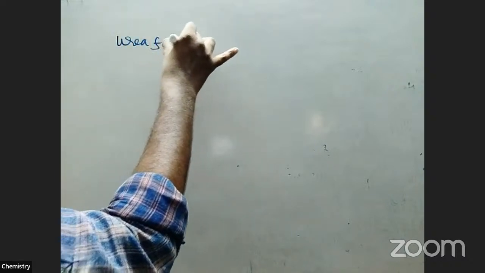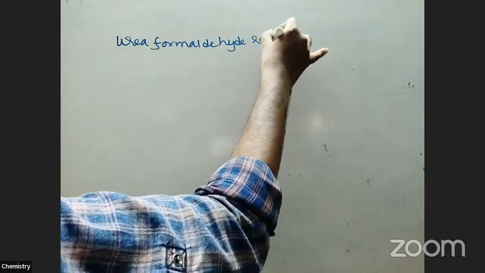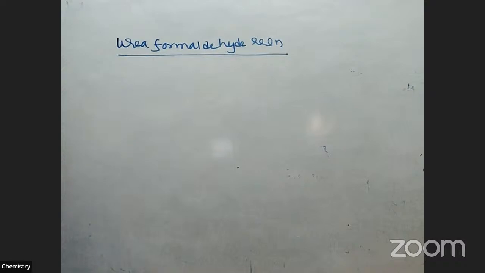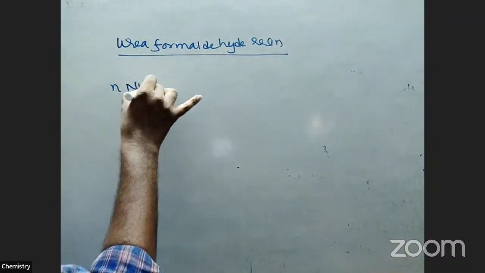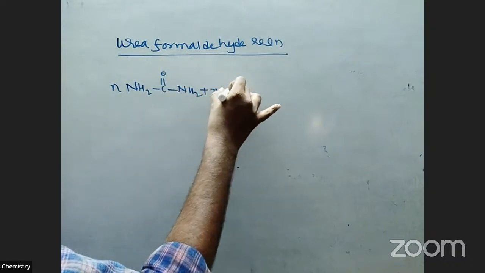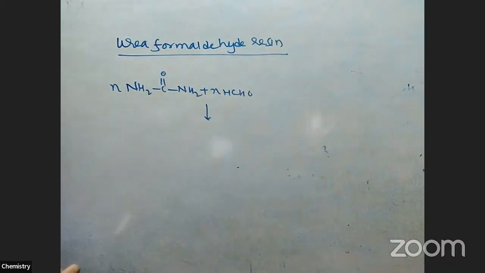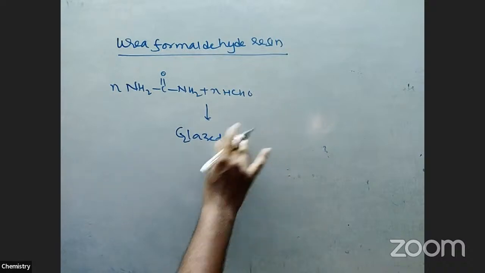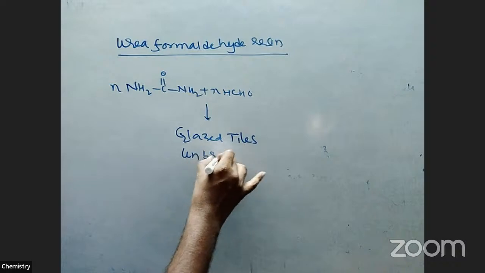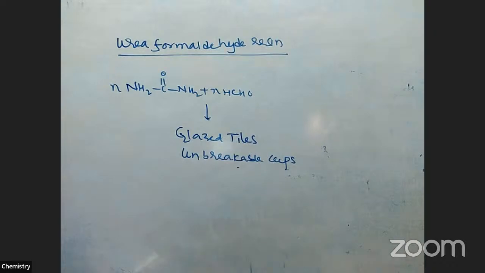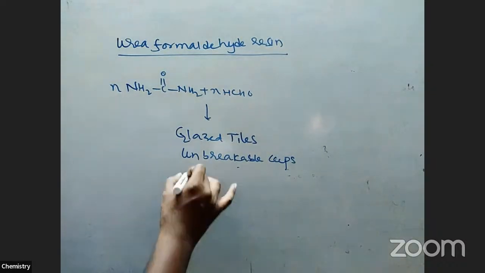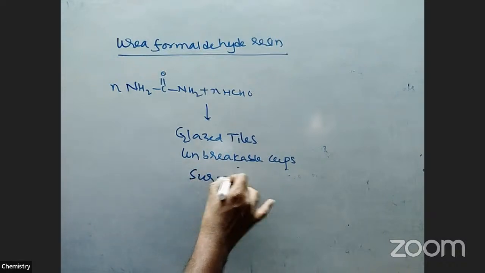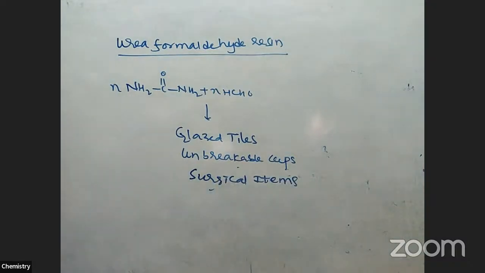Okay. Next is urea formaldehyde resin. What is it? N number of urea molecules plus n number of formaldehyde, both combine to form urea formaldehyde resin. It is used in glazed tiles, unbreakable cups. These are the main uses of urea formaldehyde resin, and surgical items also.